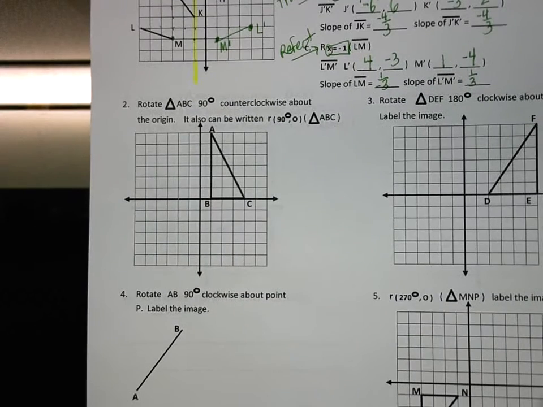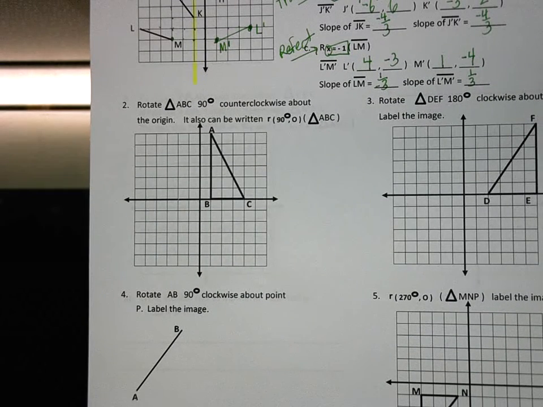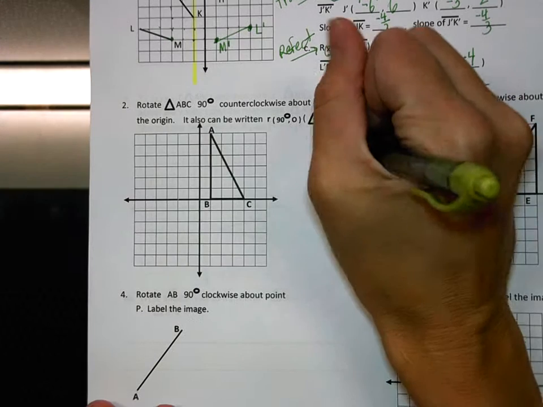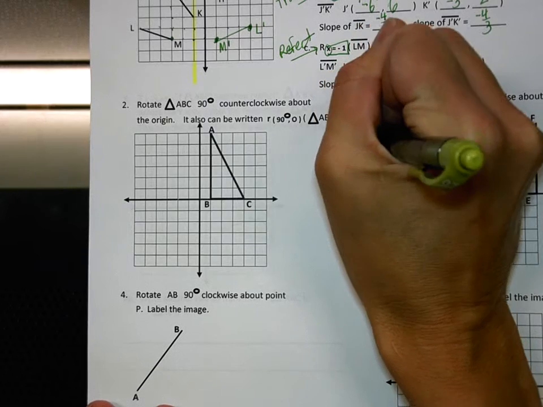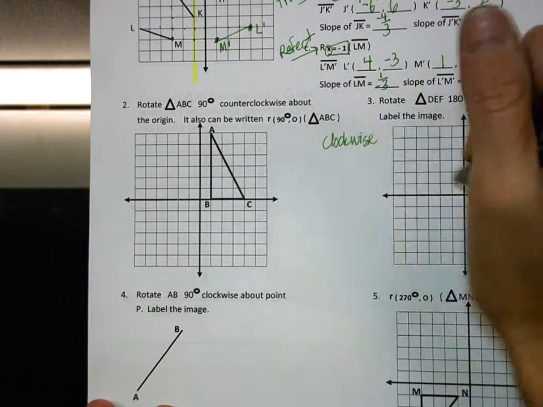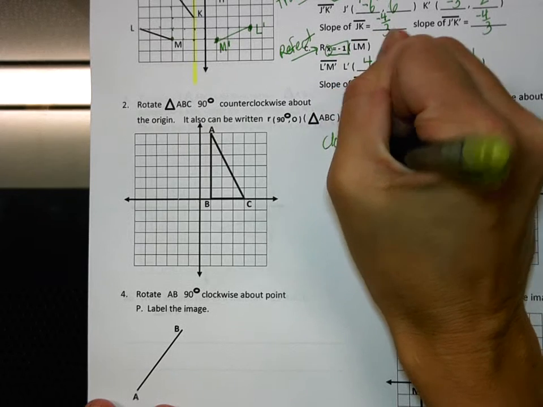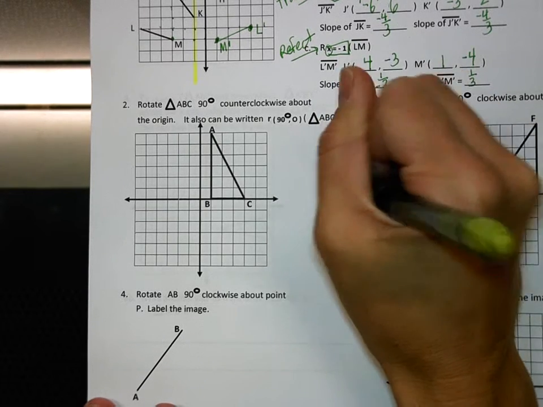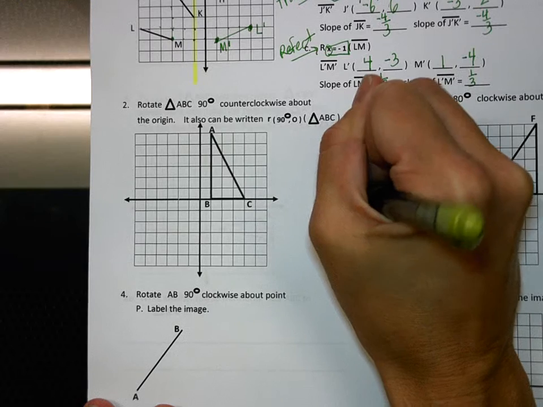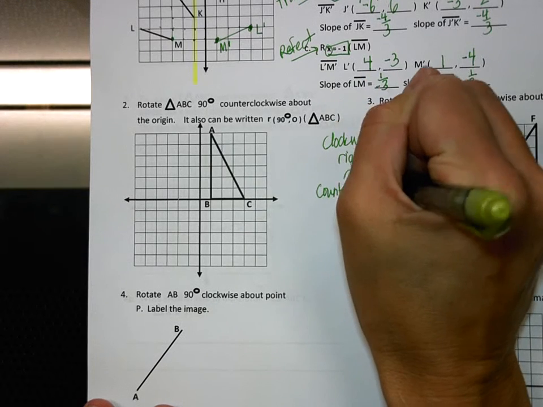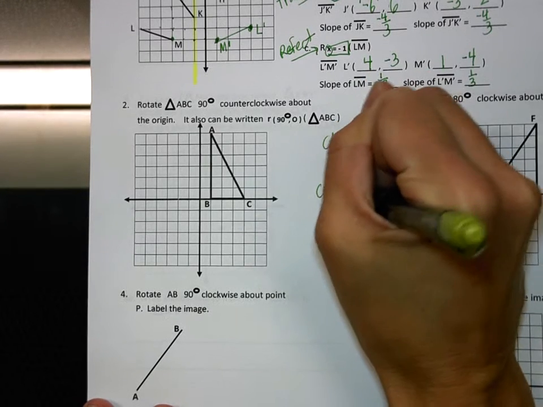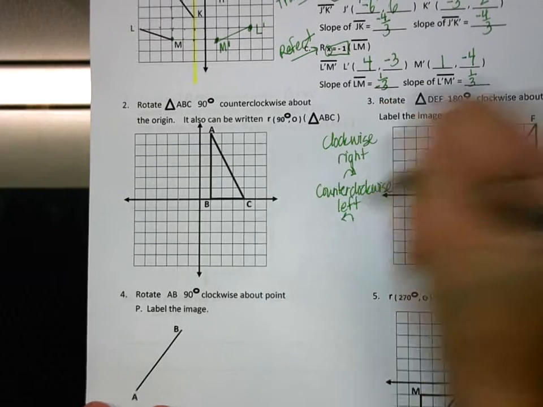All right, moving on to number 10. On this one, we are going to rotate it counterclockwise. So it's important to remember the difference between clockwise and counterclockwise. So clockwise, if you think about a clock, clockwise is going to the right. So we're turning right. Where counterclockwise is going left, that direction.